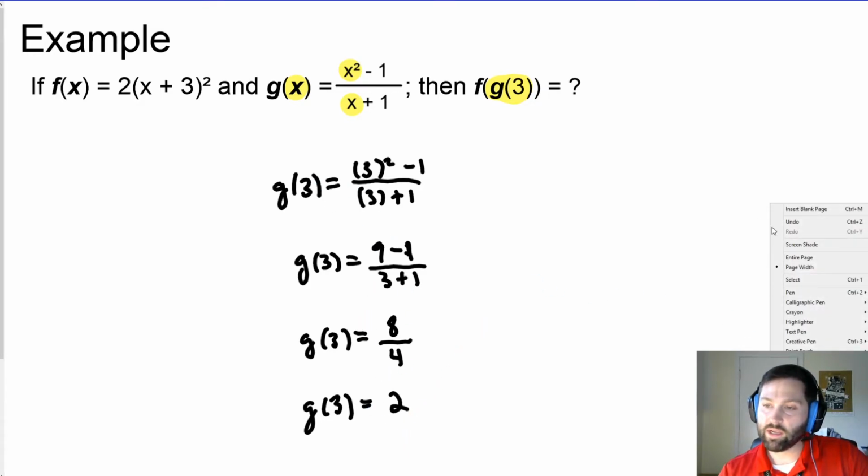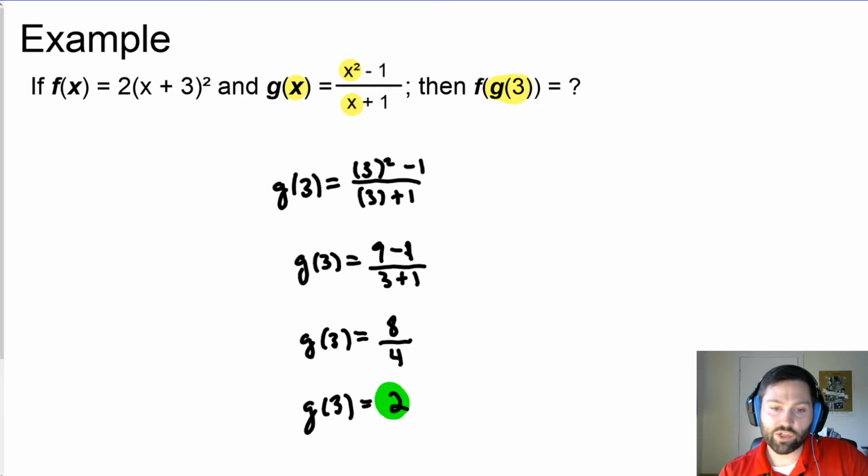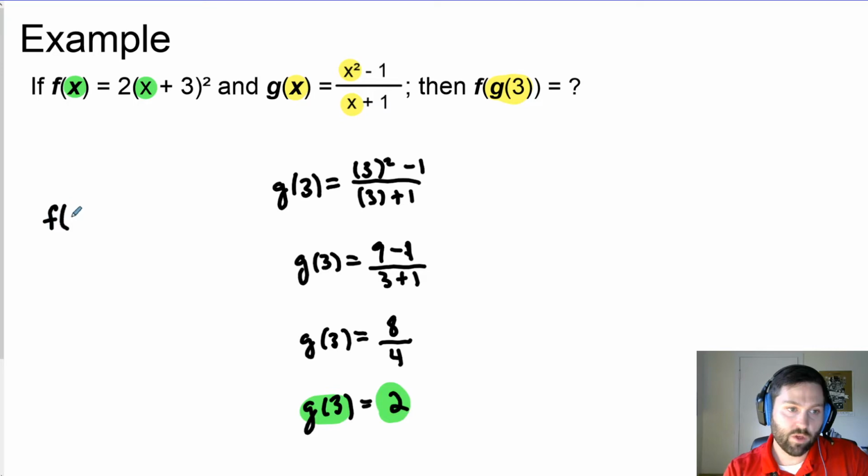Now I am going to take, let me get my highlighter here. I'm going to take 2 because it's what g of 3 is equal to. And I'm going to substitute it in f in place of the x. So I'm going to now use f of x over here. So f of, instead of x, I'm going to write 2 now, because 2 is what g of 3 was equal to. So we take that and we put it into the other function, 2 times, and then I'm using parentheses, 2 plus 3 squared.